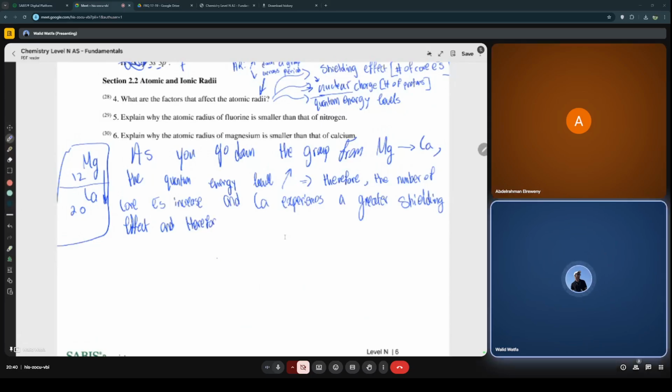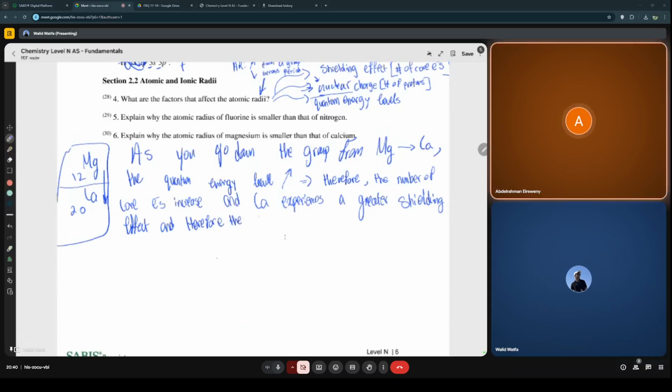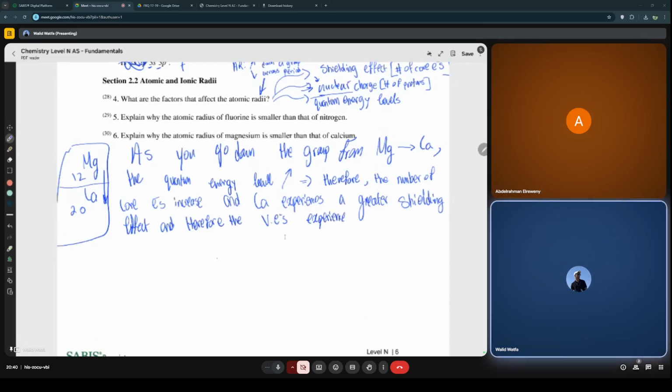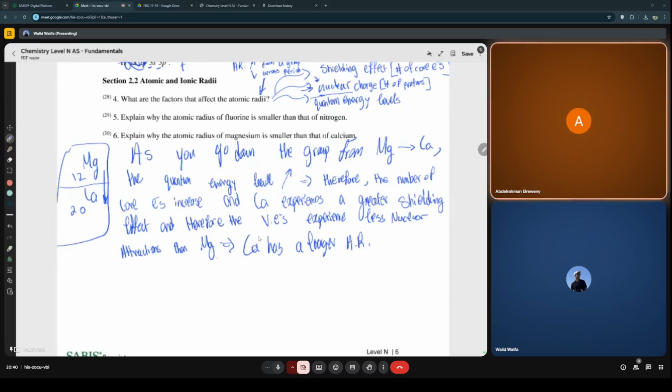You can't just say Ca has less nuclear attraction. What are the specific things that get attracted to the nucleus? The valence electrons experience less nuclear attraction than Mg. Therefore, this arrow means therefore, Ca has a larger atomic radius. What do you think?